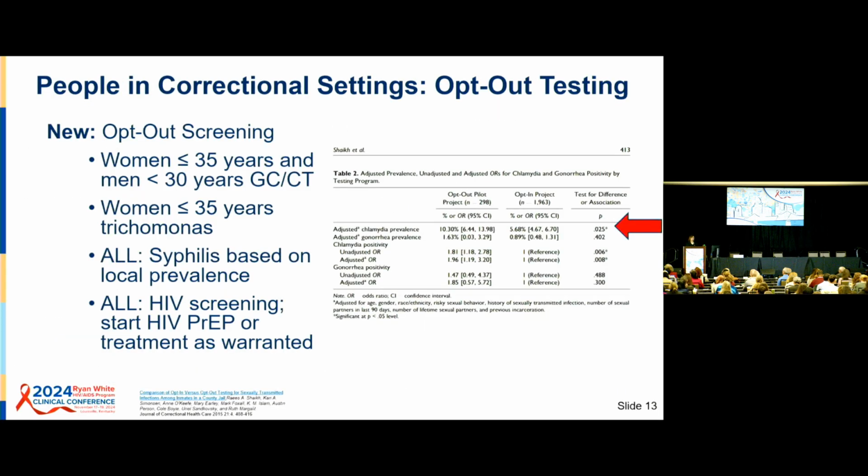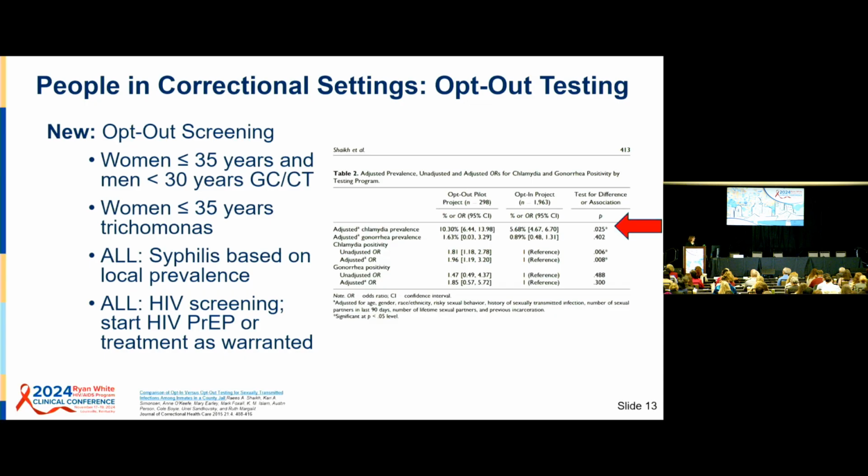What do we know about correctional facilities and testing? Right now, the emphasis is on opt-out testing for folks who are in or just immediately released from correctional facilities. So why is this screening emphasized? For certain populations, there are age limits, for example, women less than 35, men less than 30. Also, there's an emphasis on syphilis screening, which you've already heard about, and HIV testing and PrEP.